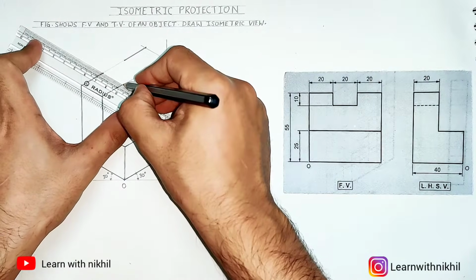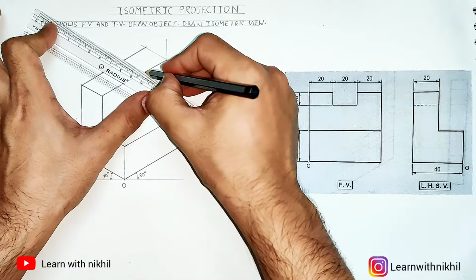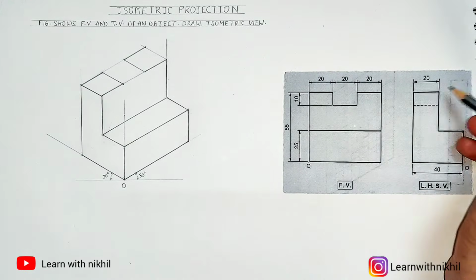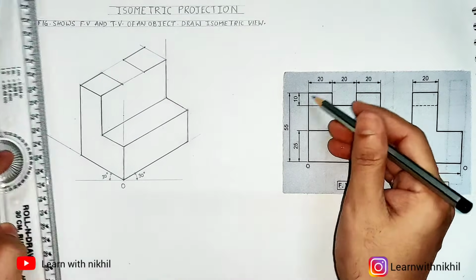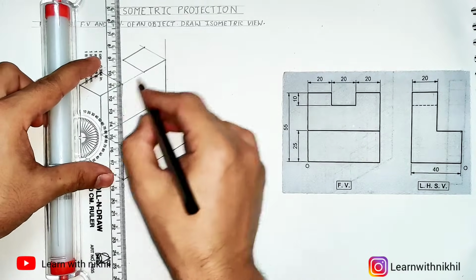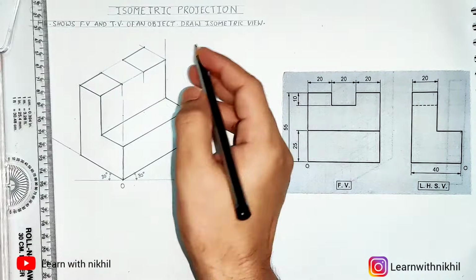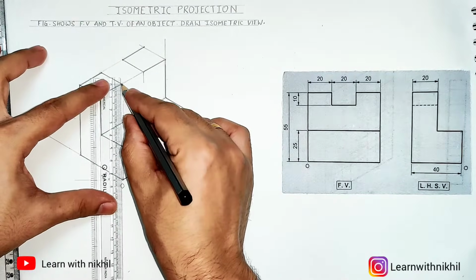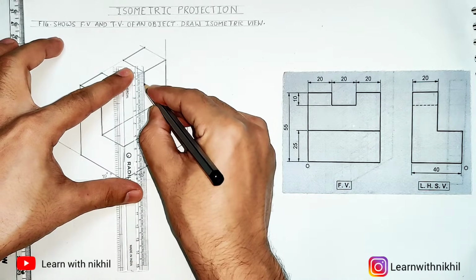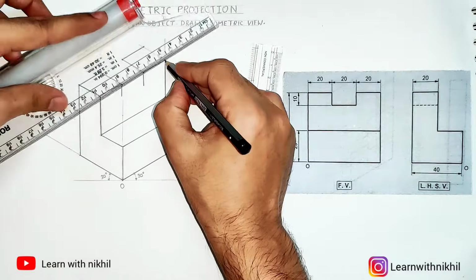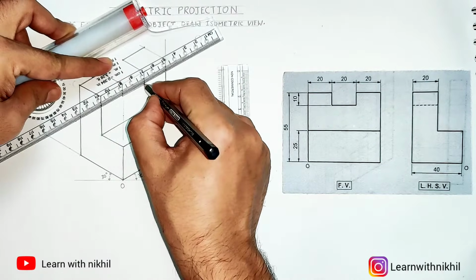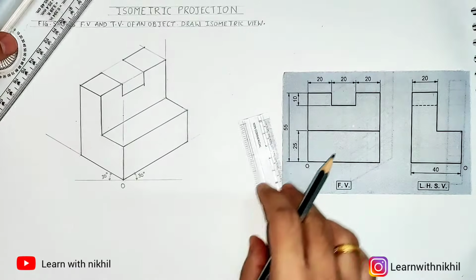So joining this, now this depth is of 10. Now as you can see in the left hand side view, it is dotted as it is hidden. So this height is 10. Is 10 millimeters. We'll mark the dark line straight of 10 millimeters and we'll join it, taking parallel to this line. So we have drawn the depth.